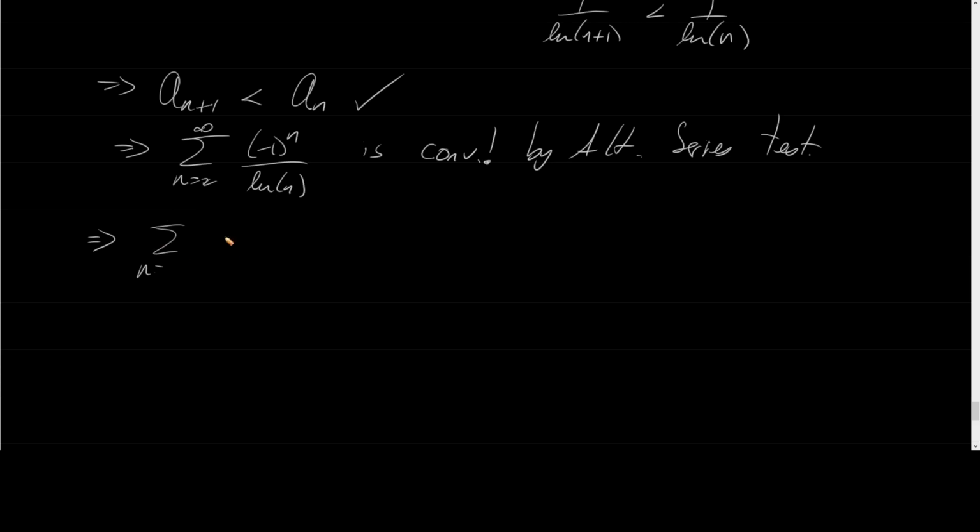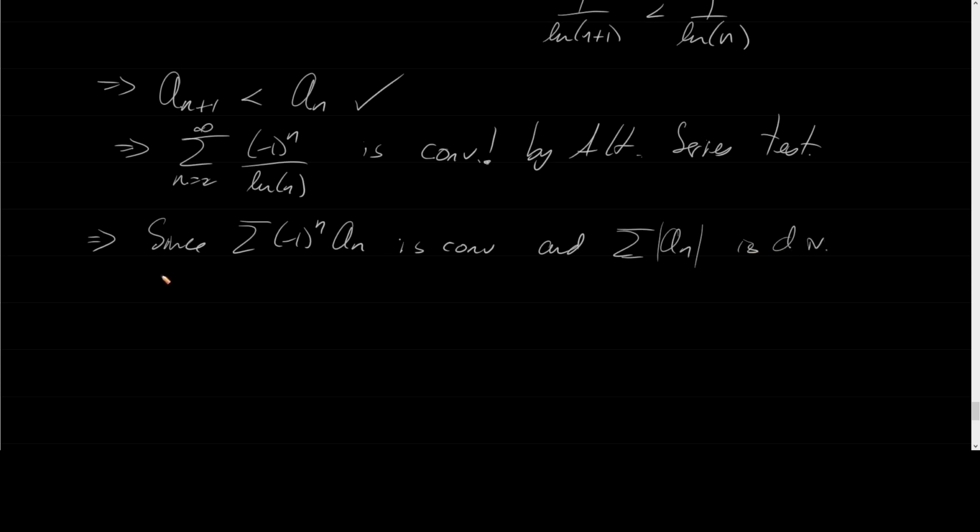Well, let's write it this way. I'm going to write it as: since the series of negative 1 to the n of a sub n is convergent, and the series of just the absolute value version of that, I write it this way, is divergent, this implies, or I can say we know, that the series, I'm just going to write it as the series, is conditionally convergent. All right.